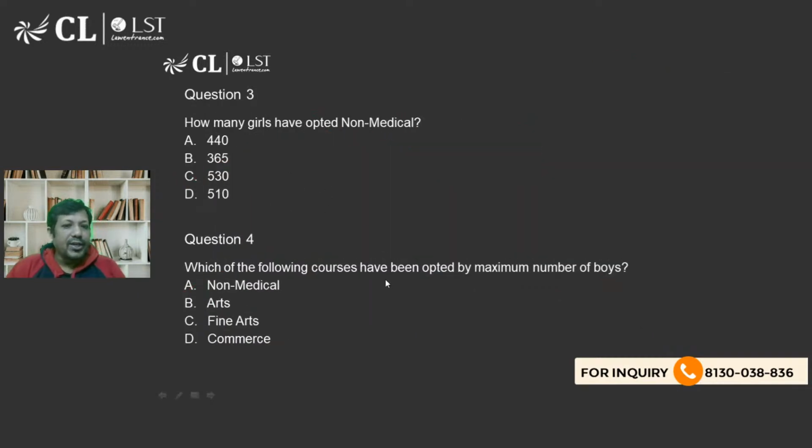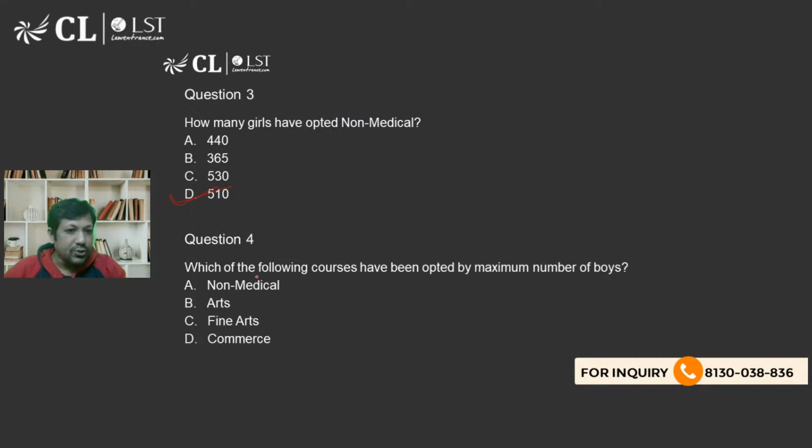So basically, when you are solving this set, even if you are not solving other questions, this is a question that must be solved. Why is it so? Because it is a direct question that is given from the data itself. The question says 1700 girls and 30% girls opted for non-medical. So this one question must be done definitely.